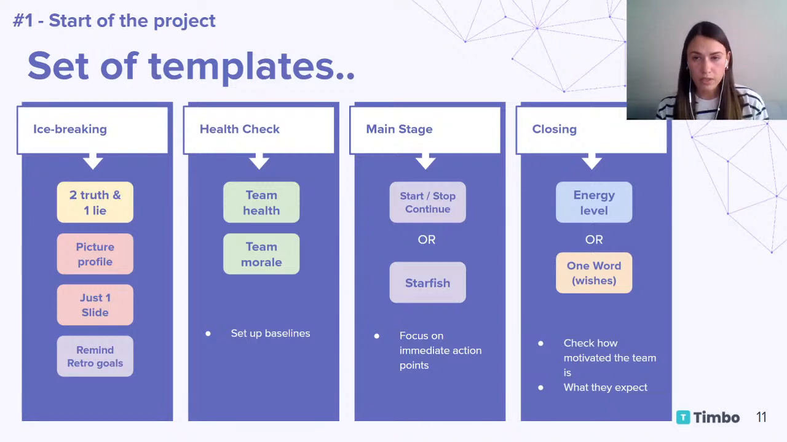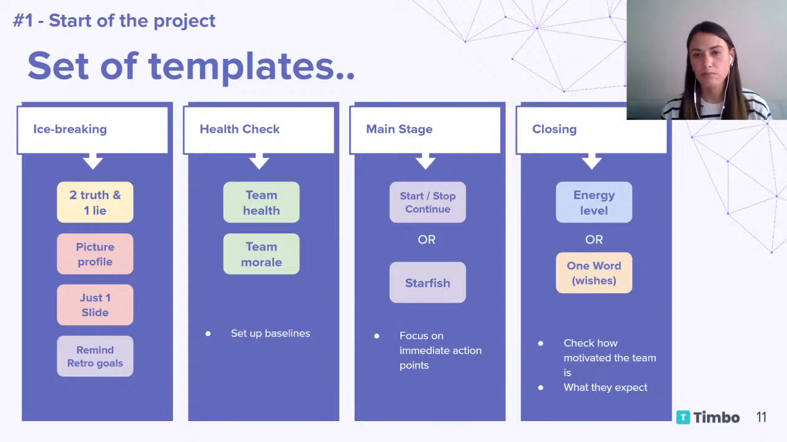For the closing ones, you can, of course, try different ones, but the one that I think would be good is checking their energy level. That will tell you how they are motivated for the next sprint. That's just a simple technique to show whether they are fully charged or they are low energy. So you will see how motivated they are and if you already have any problems with that.